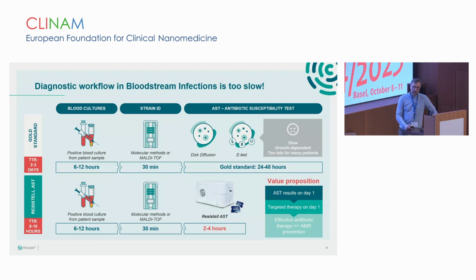So the diagnostic workflow right now is more or less the same in several hospitals. Only the times are varying. So you have blood cultures, overnight incubation. You have either directly from the blood culture or from a subculture on a plate, species identification and an AST, an antibiotic susceptibility testing that basically leads to a profile of what antibiotics would work. So this entire process at least takes 2 days, actually.